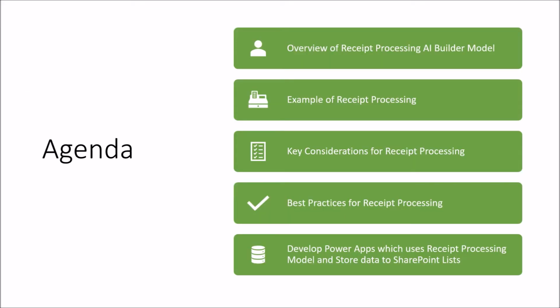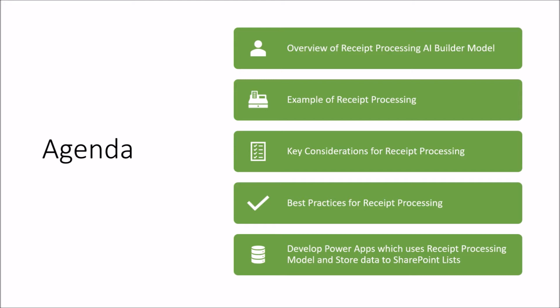Now, let's get started with today's session agenda. In this session, first of all, I am going to give you an overview of the receipt processing AI Builder model. After that, I am going to give you some real life use cases and examples for receipt processing. Once we are done with the example part, we are going to discuss the key considerations that we need to keep in mind before proceeding further with the receipt processing AI model. And at last, we are going to talk about best practices for receipt processing, and we will develop one Power Apps app which uses the receipt processing model and stores the data to the SharePoint list. So this is the overall agenda that we are going to perform throughout the session.